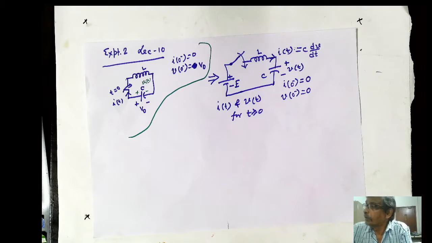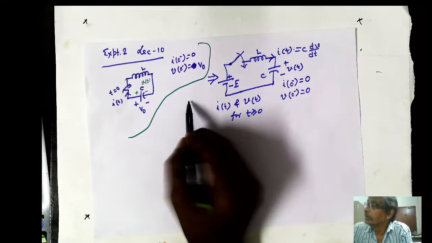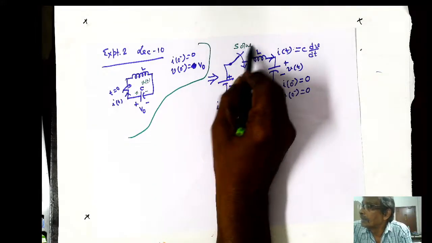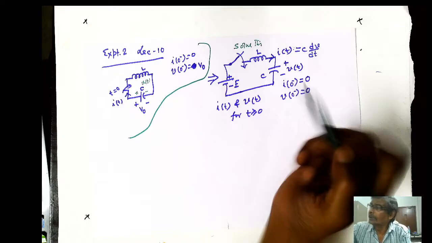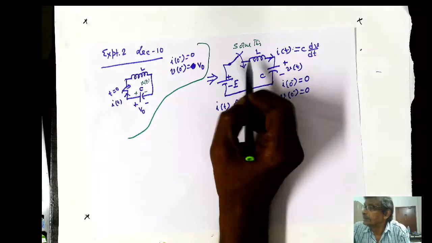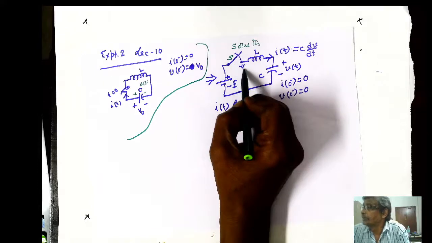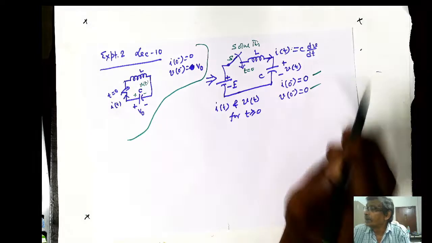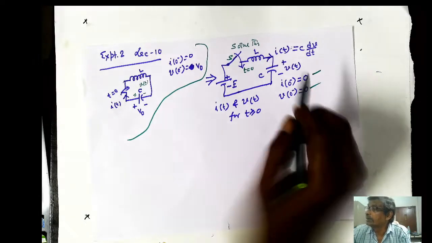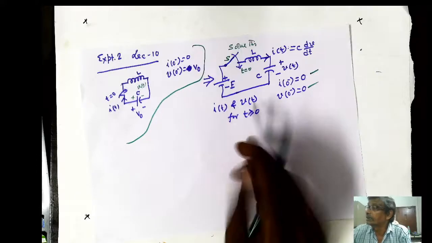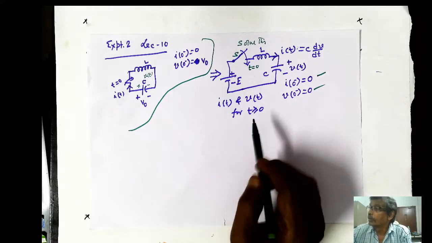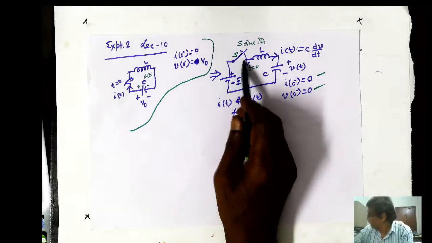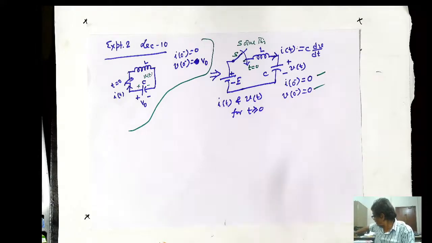I will not solve this problem, but I will ask you to solve it on your own. The difference in this problem is that there is a switch S, which is closed at t equal to 0. Both capacitor and inductor were initially uncharged, and you have to find out i(t) and v(t) for t greater than or equal to 0. What is t equal to 0? When S is closed and the circuit is made.